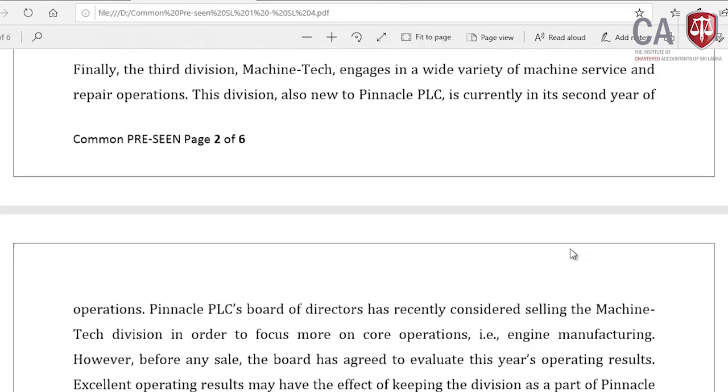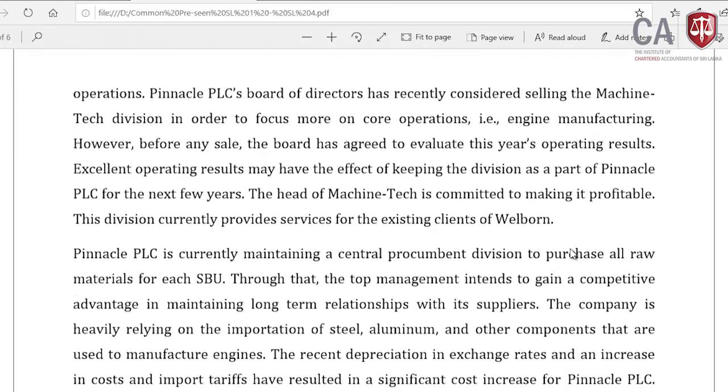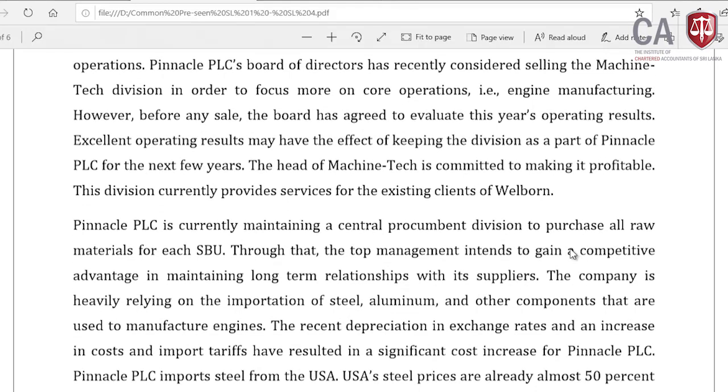However, before any sale, the board has agreed to evaluate this year's operating result. Before making sales decisions, they are looking at the operational result. Excellent operating results may have the effect of keeping the division as a part of Pinnacle PLC for the next few years. If you are performing really well, there is no requirement to sell off, so you can continue. The head of Machine Tech is committed to making it profitable. This division currently provides services for the existing clients of Wellborn. So, they cover the same customer base.